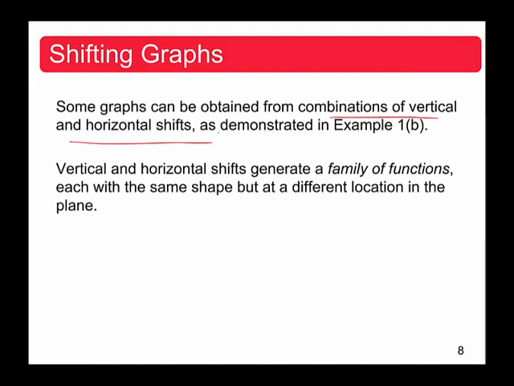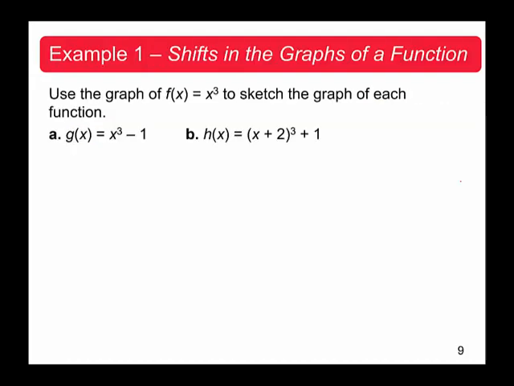Vertical and horizontal shifts generate a family of functions, each with the same shape but with a different location in the Cartesian plane. All right, so let's look at this. Use the graph of f of x equals x cubed to sketch the graph of each one of these. So first of all, let's find out what the shift is here.